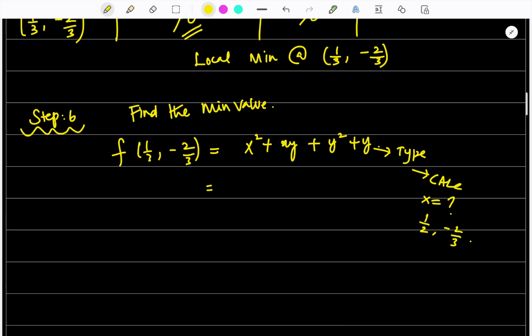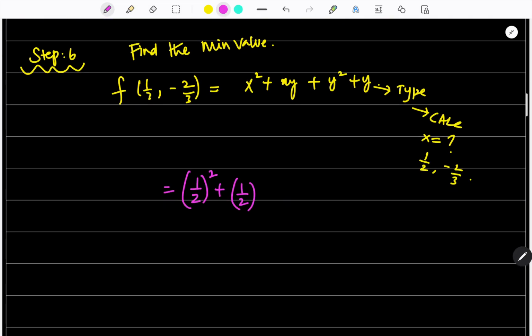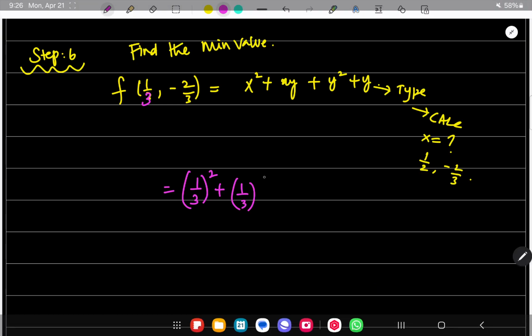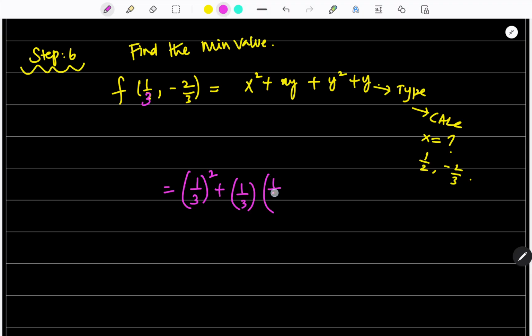Okay, let me start this one. How to put it manually, I'll try, and you people can try with the calculator. Okay, right. So let me try manually. This is equal to 1 by 3, the whole square, plus x is 1 by 3, and then y, plus y square, 1 by 3, the whole square, plus y, which is 1 by 3, right?